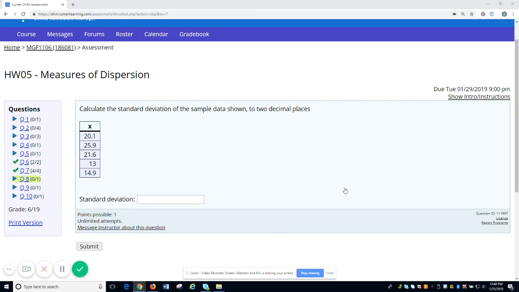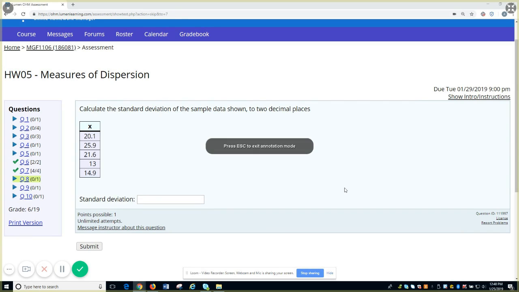So in this problem, we're calculating the standard deviation, and I'm going to do that by hand. Now, I'll also include a video. The second video is going to be the video that helps you calculate standard deviation using your scientific calculator.